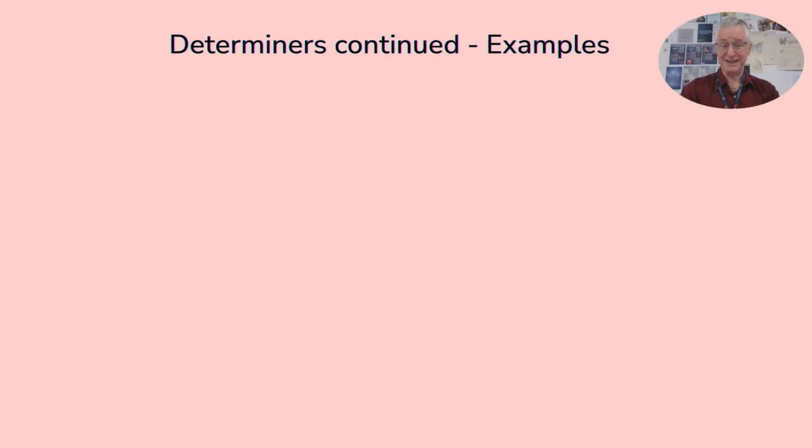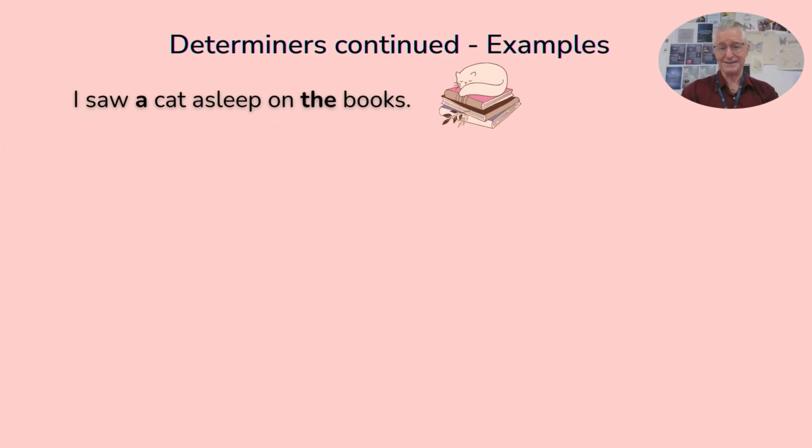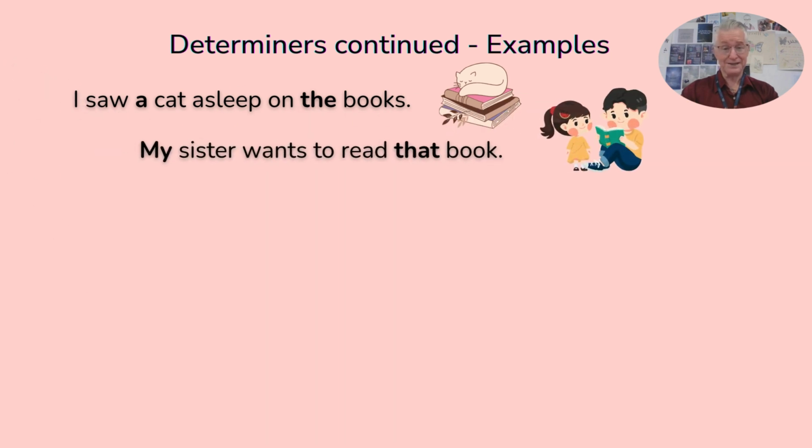Let's have a look at some examples of determiners. I saw a cat asleep on the books. A cat, the books. A is an indefinite article, and the is the definite article. So it's a cat on the books. My sister wants to read that book. My, possessive determiner. That book, demonstrative, which means demonstrating or pointing to that book.